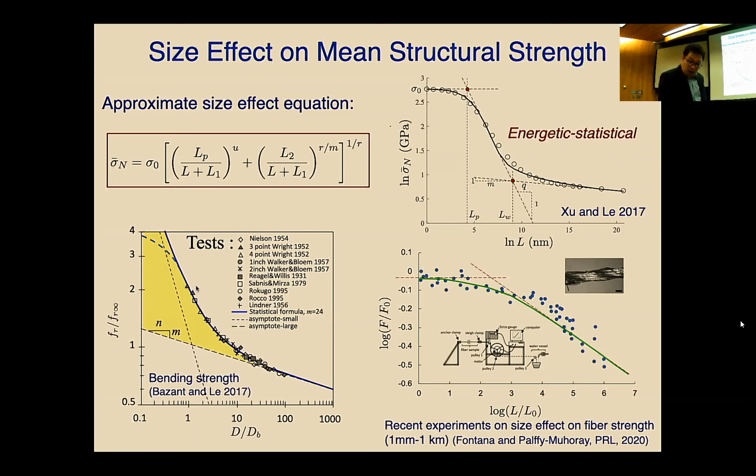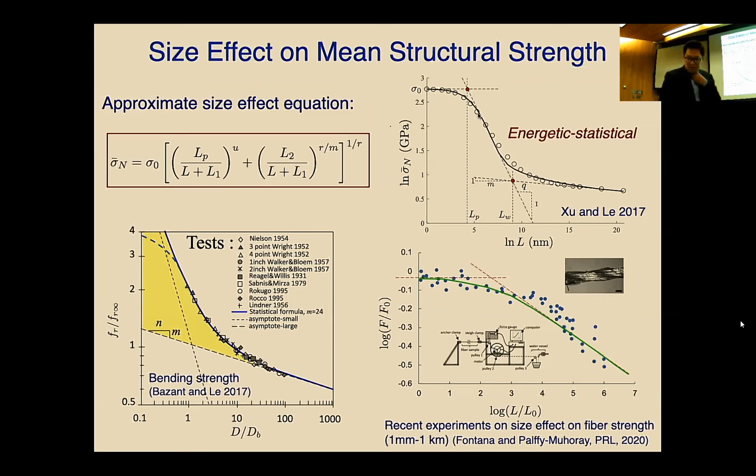Of course, we are not going to reach the small size limit, because lp for concrete is typically two aggregate sizes, so we look at something like 40 millimeter. You can hardly imagine that you can break a beam with a depth less than 40 millimeter. So typically the beam size we use in tests is more than this lp, and we are not going to reach this part. At that time, we believed that the small size limit of the size effect is not quite important for real application, because we are not going to make a specimen that small.